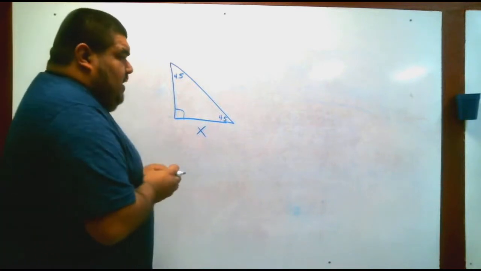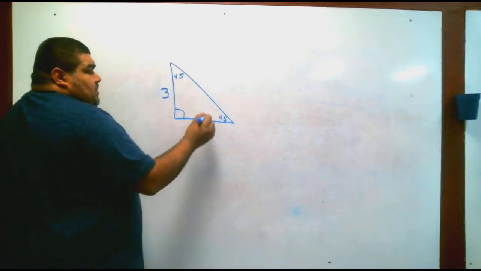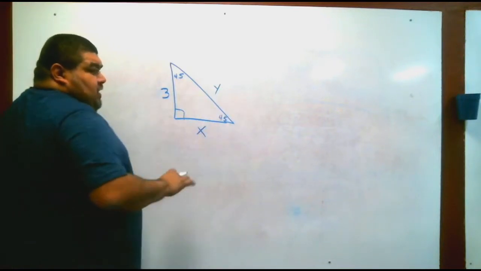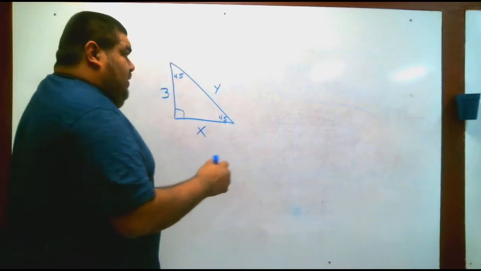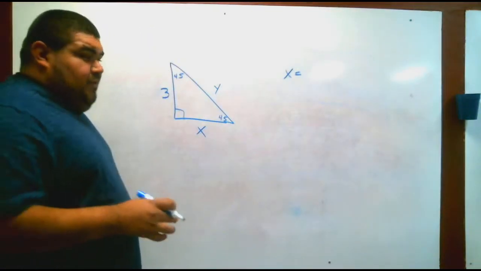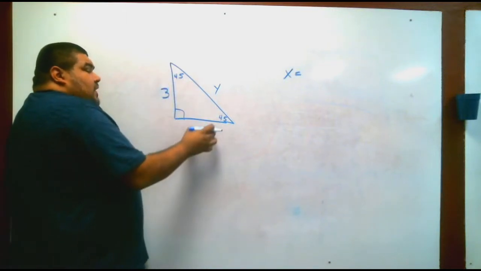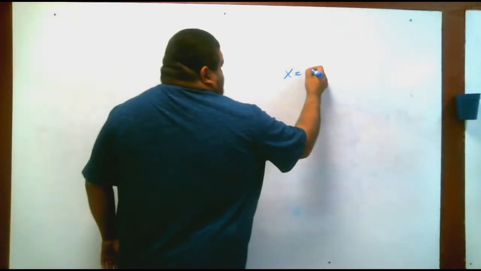Okay, so here's our example. We have 3 for one of the legs, we have x on the bottom, and we have y on the hypotenuse. If we're solving for x and y, x we can pretty much solve right away because remember, the legs are the same value. So if one of the legs is 3, then the other leg is also 3.